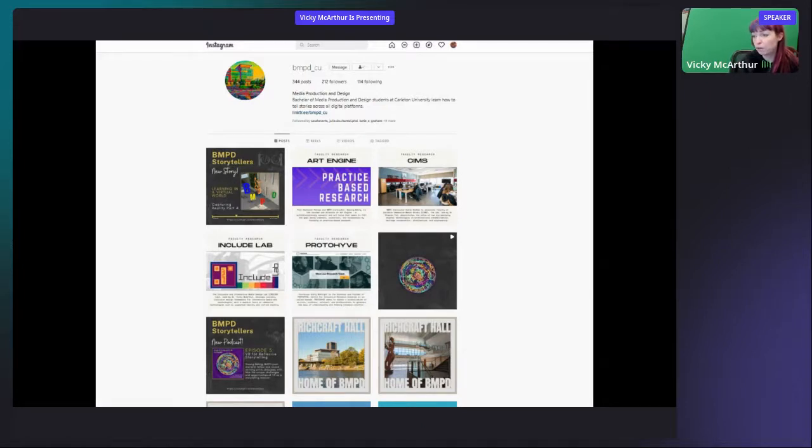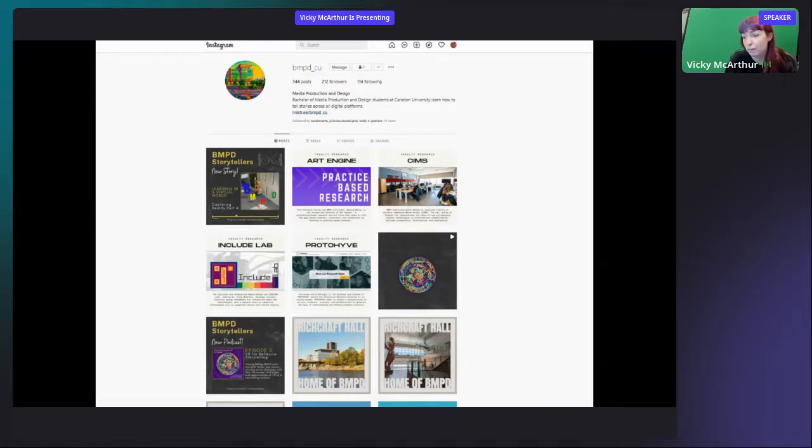Steffi McKnight's ProtoHive focuses quite largely on digital art practice and research creation. My Include Lab focuses on inclusive XR technologies. Katie is affiliated with Sims, which works on very large scale digital projects, things like the digitization of Parliament, all the rooms in Parliament before it shut down was all done by Sims. And Sojung's Art Engine, which focuses again on practice-based research.